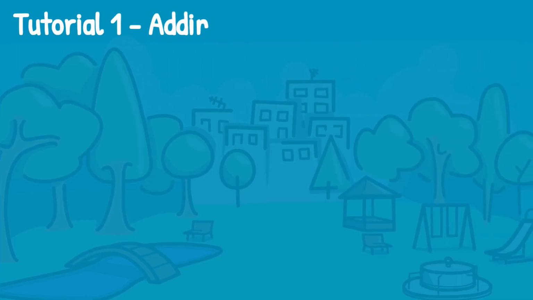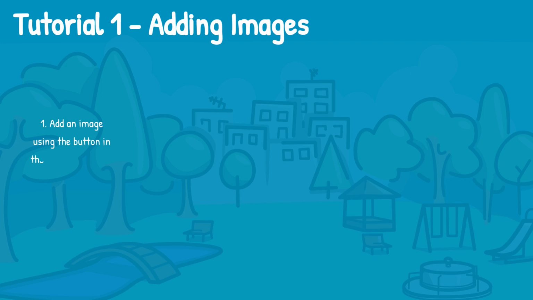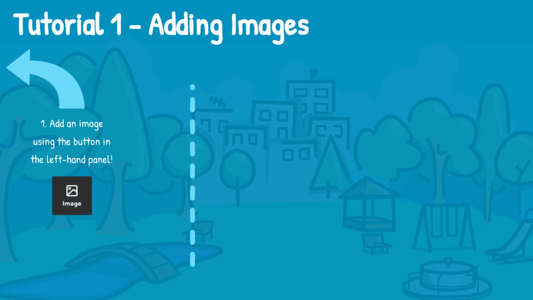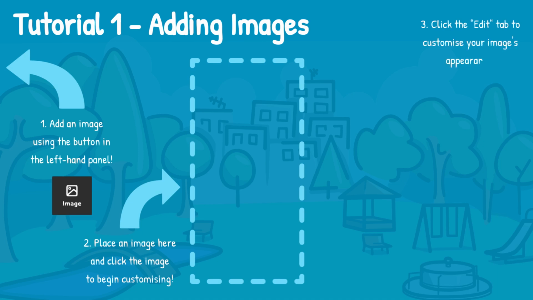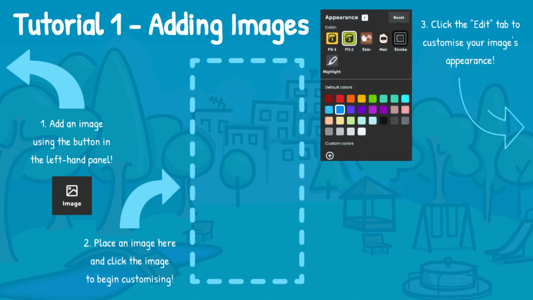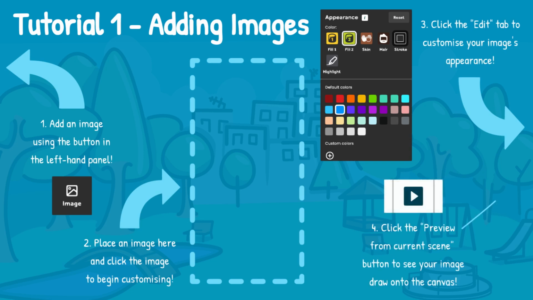Images are the main focus of your projects, visually illustrating your topic to your audience. You can add an image from our enormous image library using the Image button in the left-hand panel. Try placing an image within this box and click the image to begin customizing it. Under the Edit tab in the right-hand panel, you can customize the colors of your image and make other adjustments such as opacity. Once you've customized your image to how you want it, use the Preview from Current Scene button to see it draw onto the canvas.